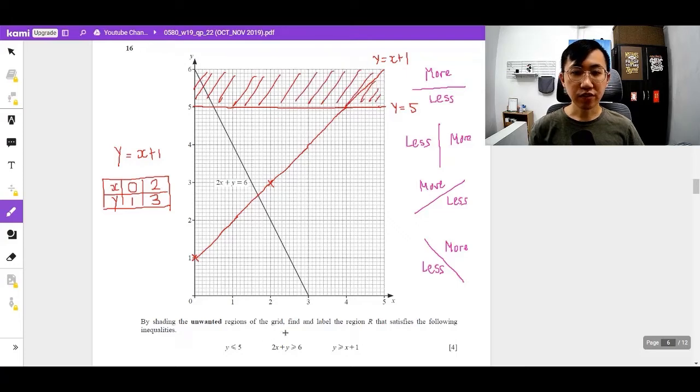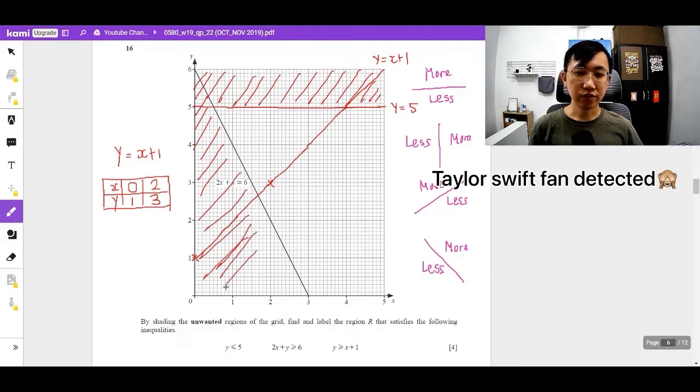Okay, next graph is this graph. 2x plus y is more or equal to 6. So it's this line right here. You want the more region. So if you are getting a downward graph like this, more region is here. This one is your unwanted region. Shade it off, like Taylor Swift. Shake it off. Shade it off.